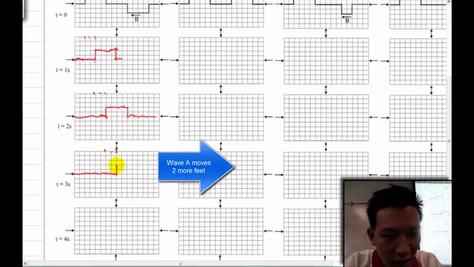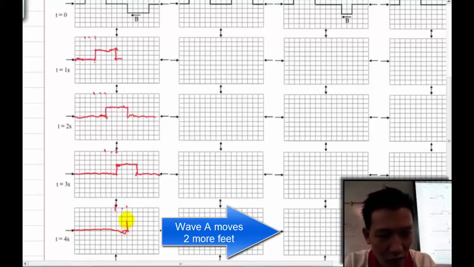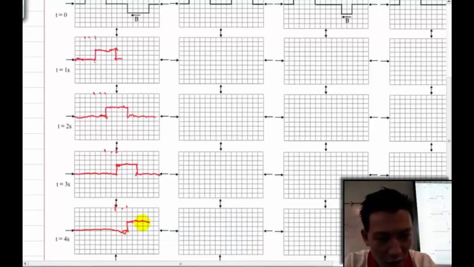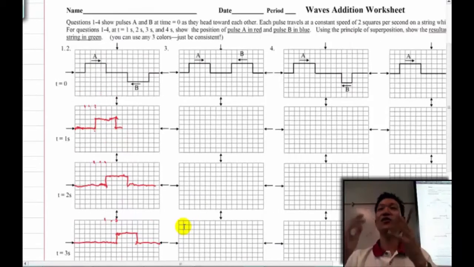You guys see what's going on? This is not rocket science. 1, 2, 3, 4. All we're trying to do is draw what happens to the wave every 2 seconds. And if it moves 2 feet per second, all you got to do is shift the wave over what? By a factor of 2. 1, 2, 3, 4. There we go. Like that. Wow, so exciting. Now we got to do wave B.